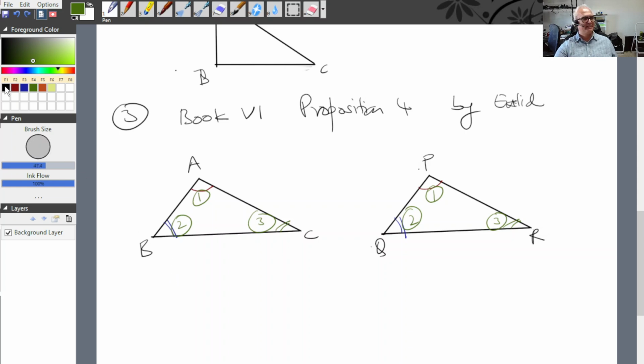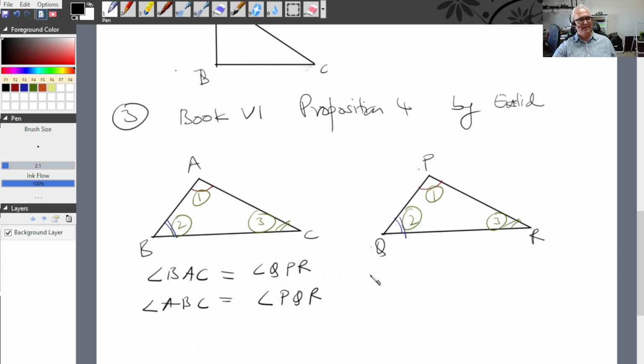Let me use the color black. So angle BAC is angle QPR, angle ABC is angle PQR, and angle ACB is angle PRQ. So 1, 1, 2, 2, and 3, 3.